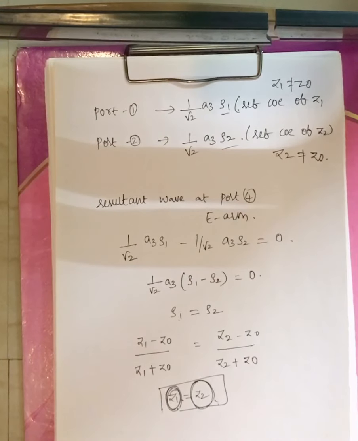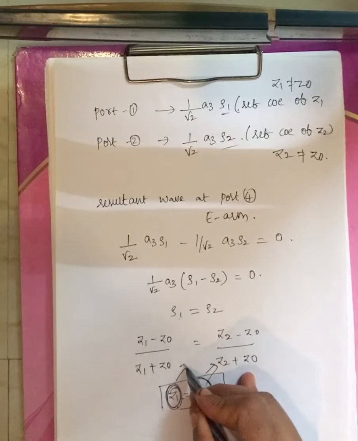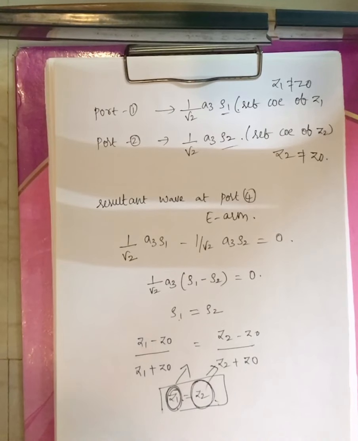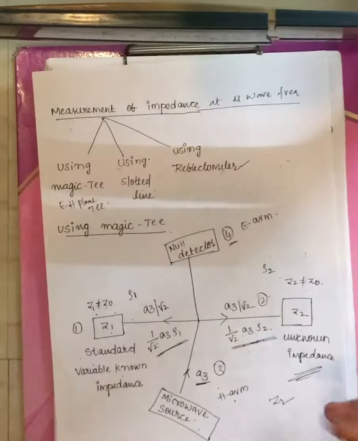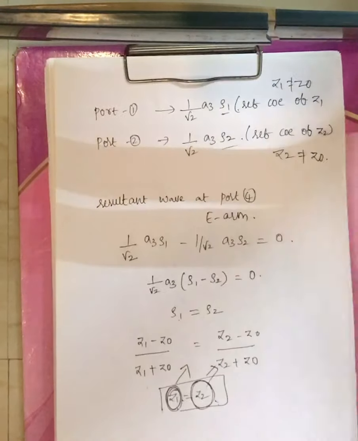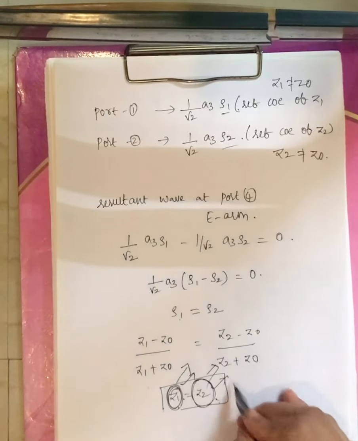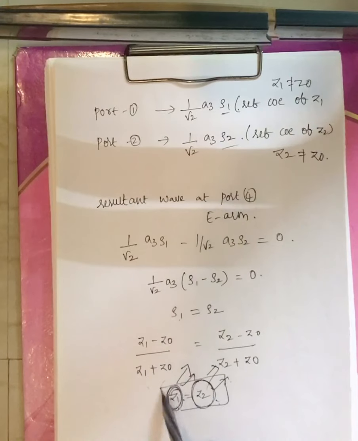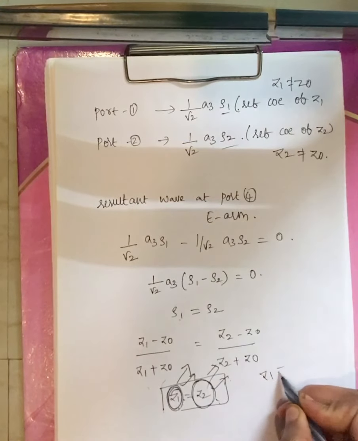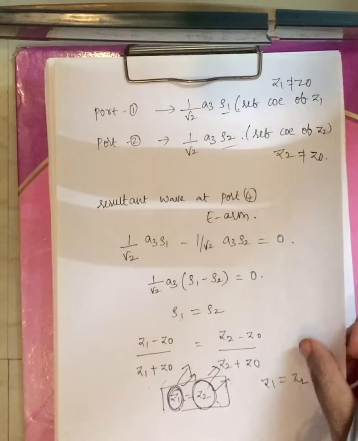Now this indicates the unknown impedance can be measured. Z2 is your unknown impedance and Z1 is your standard variable known impedance. By varying this standard variable known impedance till the magic T gets balanced, the output at your E-arm should be equal to 0. Using that standard variable known impedance, you can find out the unknown impedance, for the condition Z1 equals Z2. This is how to measure the impedance using magic T.